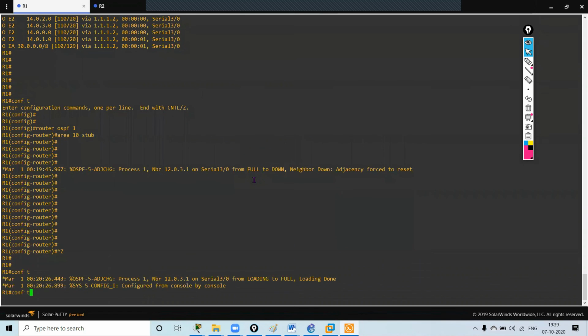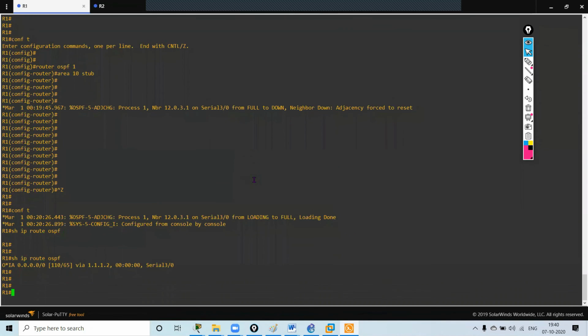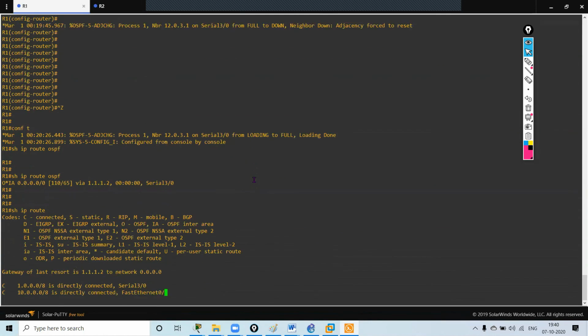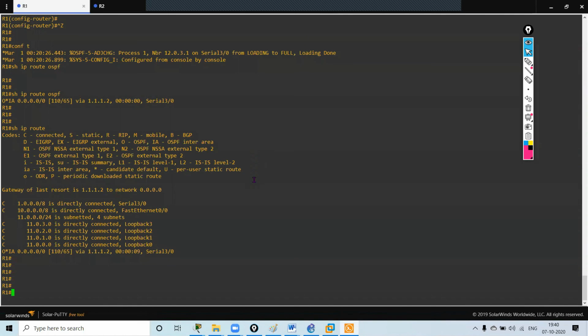If I come over here, I'm getting only OIA route, a single route I am getting. If I see the routing table here, I am having only one single OIA route. The E1 and E2 routes as well as my OIA route are replaced with a single default route, and you maintain connectivity still at the cost of reducing the size of routing table.